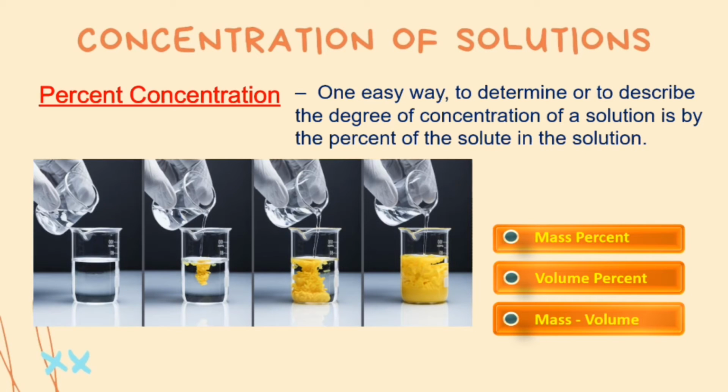One way to identify or to describe the degree of concentration of a solution is by the percent of the solute in a solution. Calculating the exact degrees of concentration of solutions may be derived using several methods, but for our discussion, we shall limit this to 3 methods only. These 3 methods pertain to the percentage amount of the solute in a given solution.